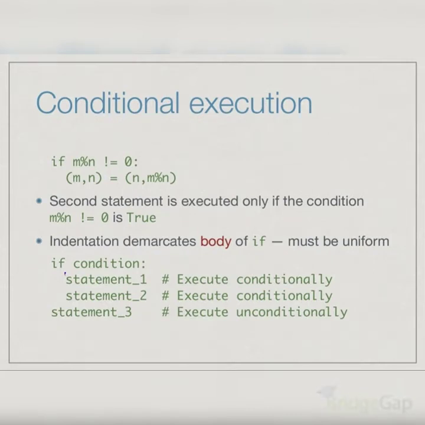Now, you can see after the second point, here we have if condition colon, statement 1, statement 2. Statement 1 and statement 2 are executed conditionally because these two statements fall under the if condition, but statement 3 doesn't come under the if condition, so it executes unconditionally. So this is how a program executes according to a given condition. If the given condition comes to be true, only then the statement under that condition executes.